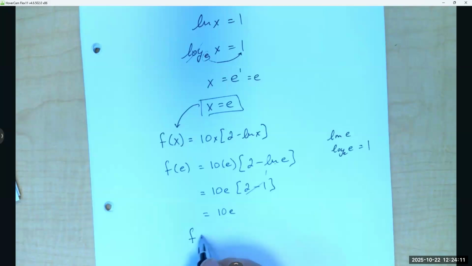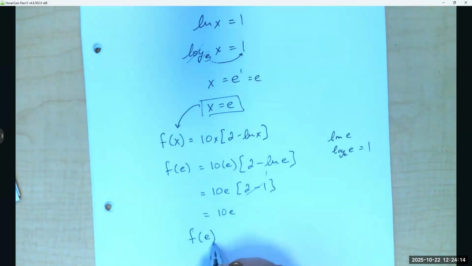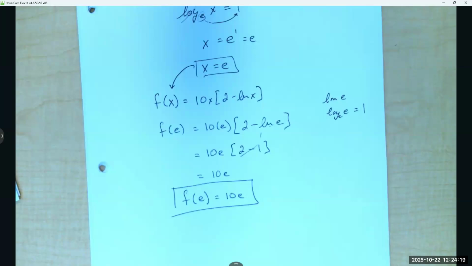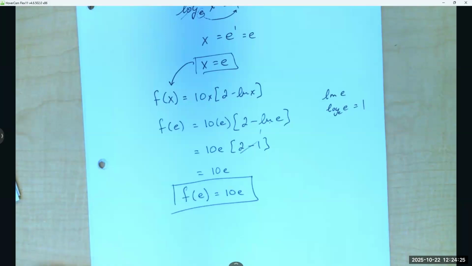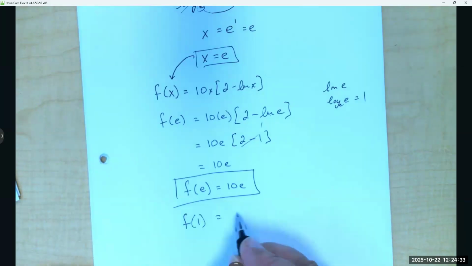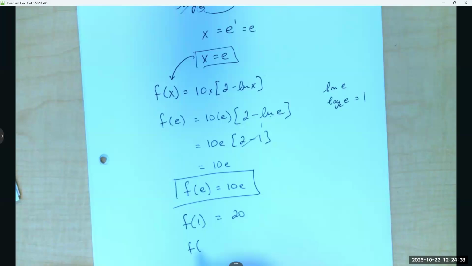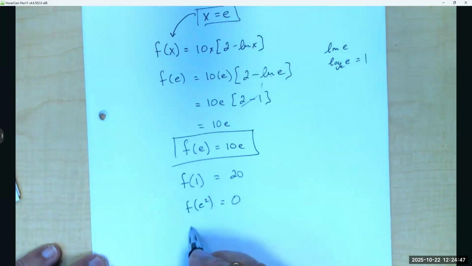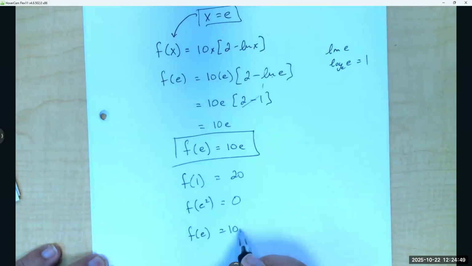So this is our third value. So where's the numbers? So our values are at 1, it equaled 20. At e squared, these are the endpoints, it equals 0. And at e, it equals 10e.